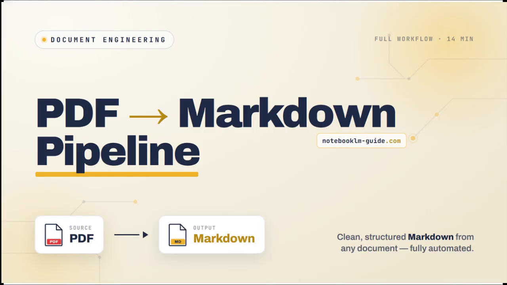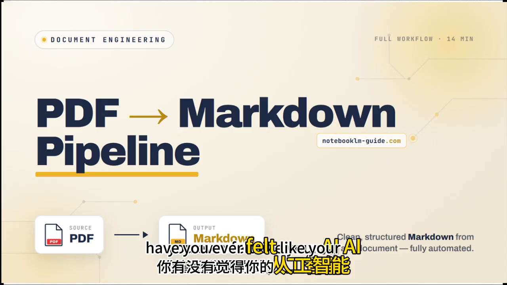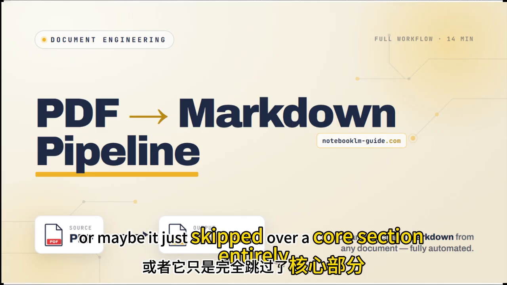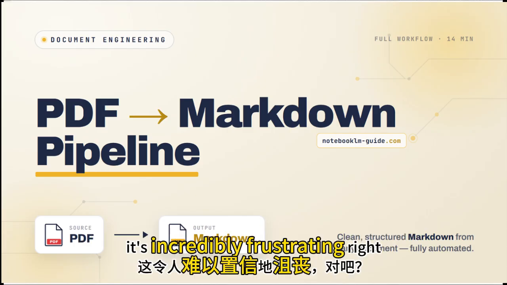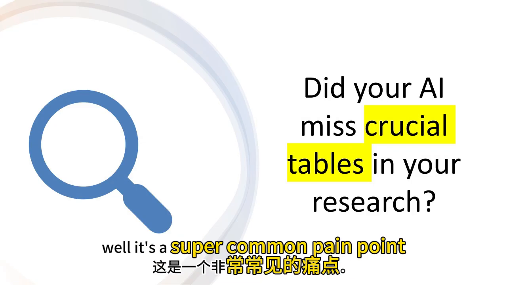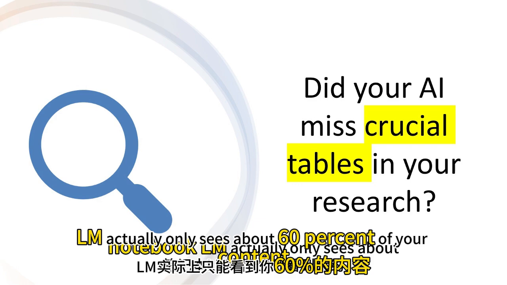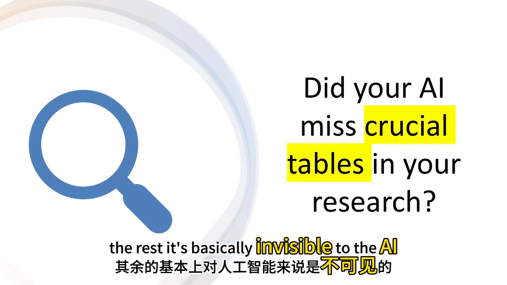Let me ask you something. Have you ever felt like your AI completely missed a crucial data table in your research? Or maybe it just skipped over a core section entirely? It's incredibly frustrating, right? Well, it's a super common pain point. The truth is, when you upload a raw PDF, NotebookLM actually only sees about 60% of your content. The rest, it's basically invisible to the AI.